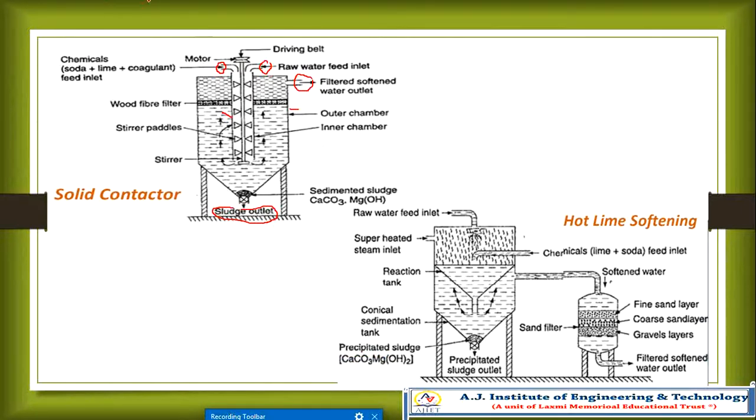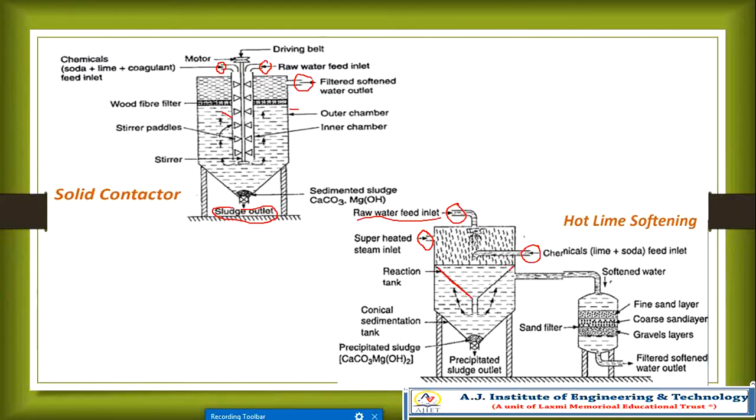Now let us concentrate on another method, that is hot lime softening. In hot lime softening, the raw water feed inlet will be here. Superheated steam will be let in here because it is a hot lime process. The chemicals, lime and soda, enter through the tank provided. This is called a reaction tank.